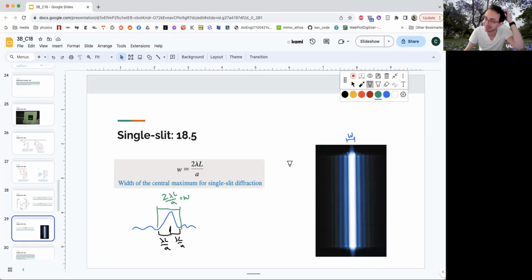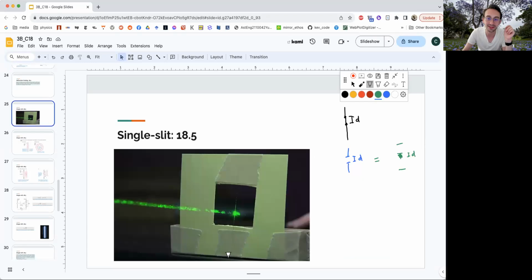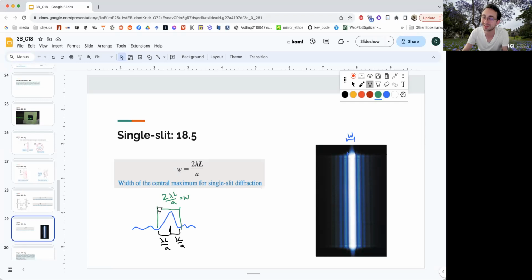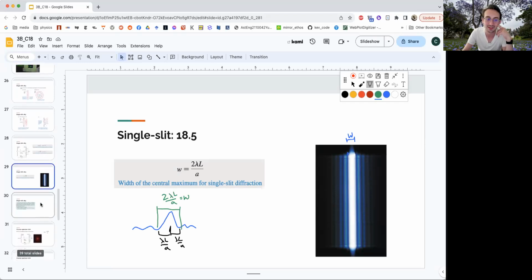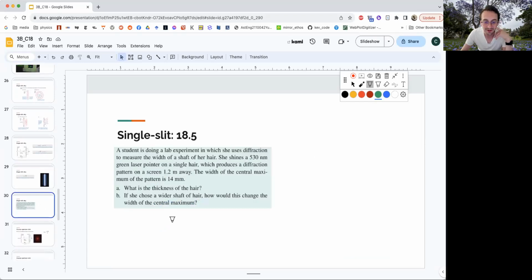I tested it out, and it's in one of the final project topics if you decided to do that one. And you can do it with just a laser pointer and a dark room, tape the hair on a piece of cardboard like this. You can easily measure its width using single slit interference. Okay, so in fact, we have that exact problem here. I forgot that I included it.